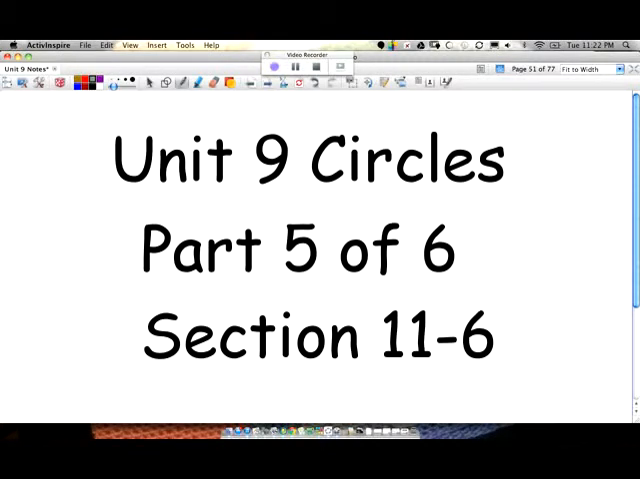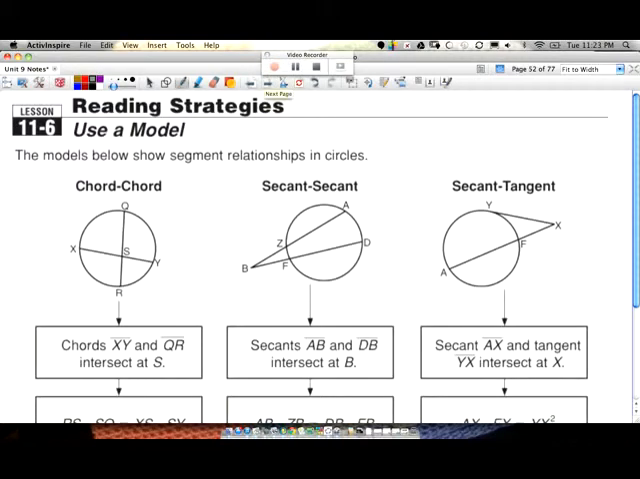Alright, geometry. Here we go. It is Unit 9, Part 5 of 6. The name of the game now is segments. That's what we're going to be looking at. Segments and their measures, of course, because that's what geometry is about, measuring.